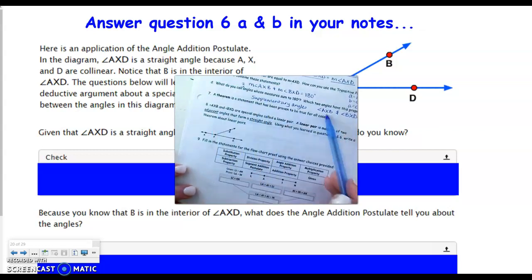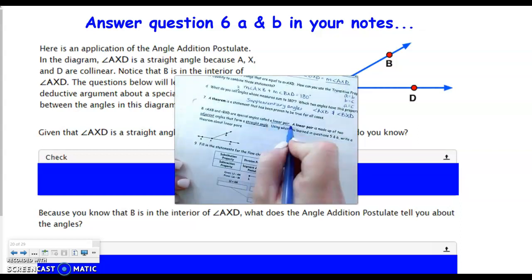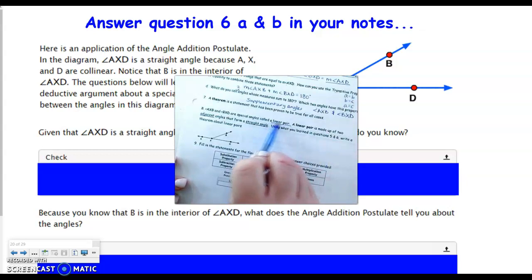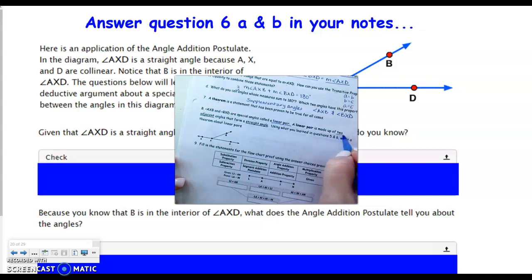So angles AXB and BXD have a special word for them. They are called a linear pair. And so you have heard of linear equations before, so anytime you see the word linear, you're thinking line, and of course you know what a pair is. A pair is two of something. And so a linear pair is just simply two angles.